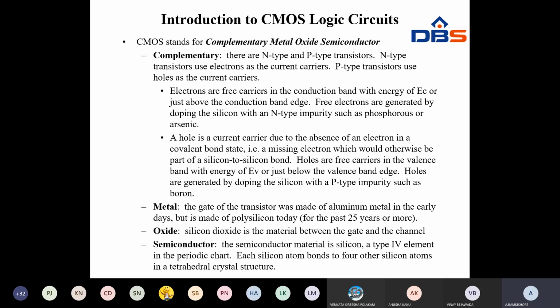So electrons are free carriers in the conduction band with an energy EC. Based on the free electrons, by doping, it forms an N-type transistor. Next, a hole is a current carrier due to the absence of an electron in P-type. In a covalent bond state, there is a missing electron which would otherwise be part of the silicon to silicon bond. Holes are free carriers in the valence band with energy EV just below the valence band edge. Holes are generated by doping the silicon with a P-type impurity such as boron.